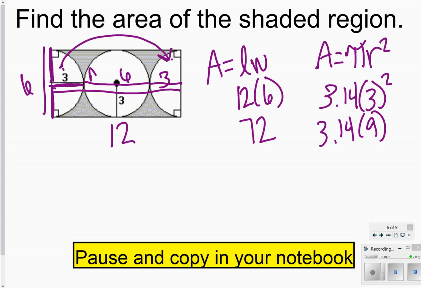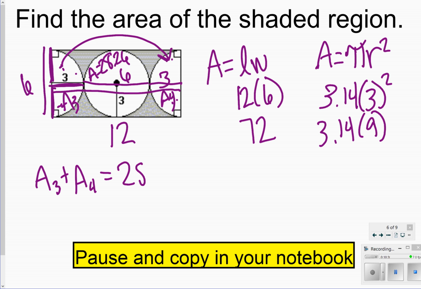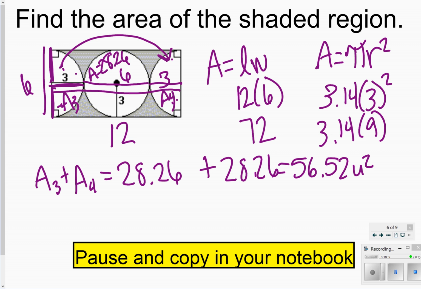So the area for this region is 28.26. Well, if I cut the 28.26 in half, I would get this region over here that's half of a circle. And then I have another region over here that's half of a circle. So really, that's a whole other circle. The broken up parts, we're going to call area 3 and area 4. If we add area 3 plus area 4, we would get the same thing, 28.26. So if I add that with my old one, 28.26, I would get a total of 56.52 units squared. And now we want to subtract.